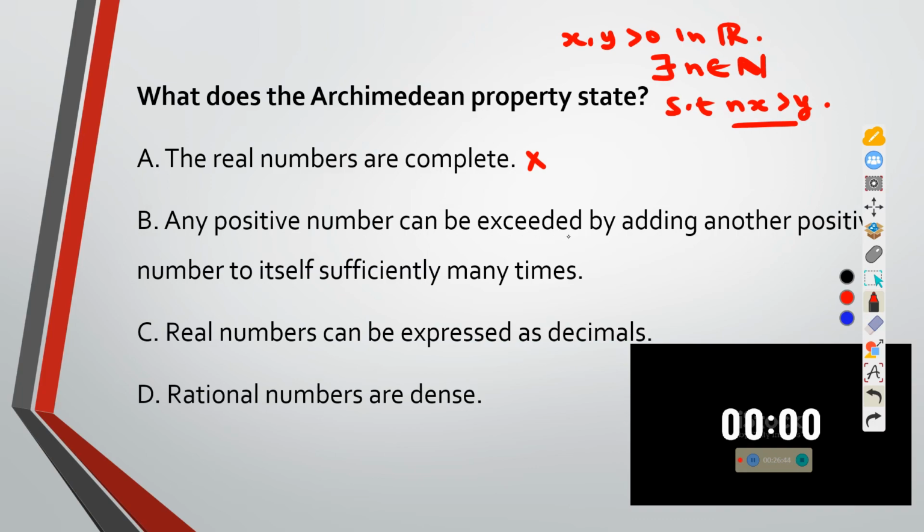So when we say any positive number can be exceeded by adding another positive number to itself sufficiently many times, this will be correct. Then option 3, they are saying real numbers can be expressed as decimals. This is completely out. Rational numbers are dense. This is incorrect because density means between any two real numbers, there is a rational number. So basically, this is from the Archimedean property plus ordering, but it is a theorem, not the statement itself. So here, you realize B will be the correct option.